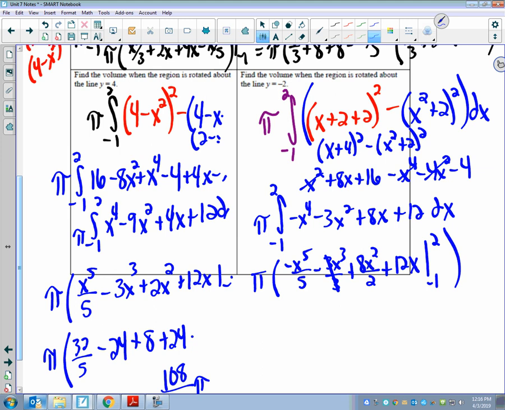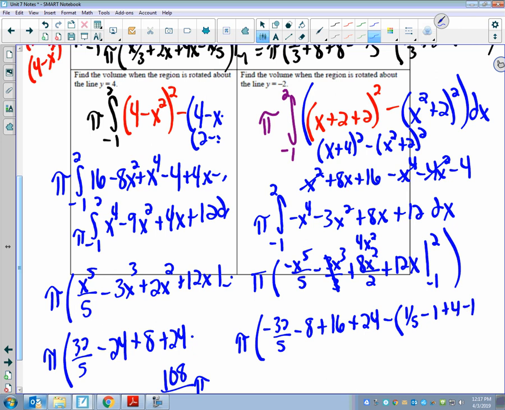And if this was without a calculator, you would just plug your numbers in and leave it, right? So that would be negative 2 to the 5th, negative 32 over 5, minus 2 to the 3rd is 8, plus 4x squared, 2 squared is 4 times 4 is 16, plus 12 times 2 is 24, minus, I'm going to do parentheses here, that's just going to become a 1/5, minus 1, plus 4, minus 12.